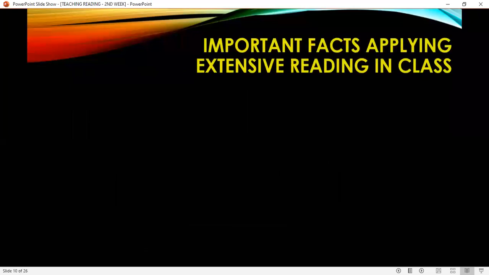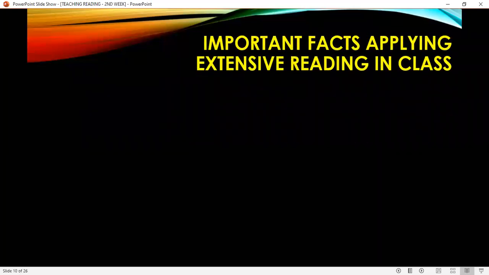Now, we are going to go through some important facts when we are applying extensive reading in class. Notice here, texts must be interesting, as you told me. The text should be interesting. If not, they are not going to read. If they are not interested in what they're going to read, they are not going to do it, all right?